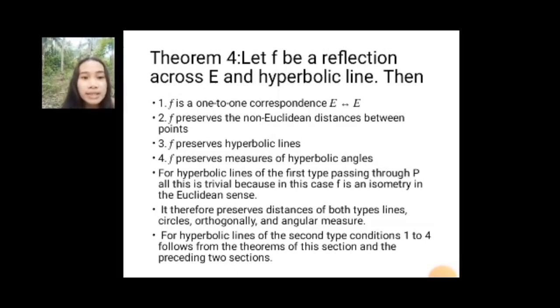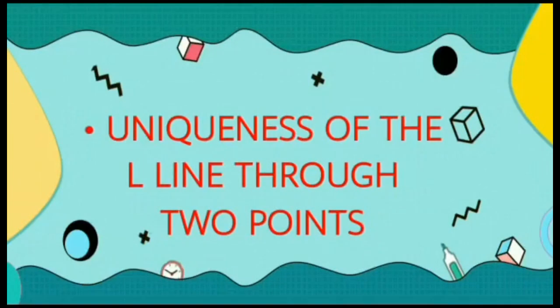For hyperbolic lines of the second type, conditions 1 to 4 follow from the theorems of this section and the preceding. Going to recall the postulates or the axioms of Euclid's geometry. Infinitely many lines can pass through any given single point. Only one line can pass through two distinct points.